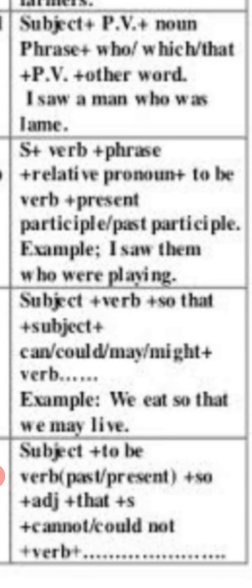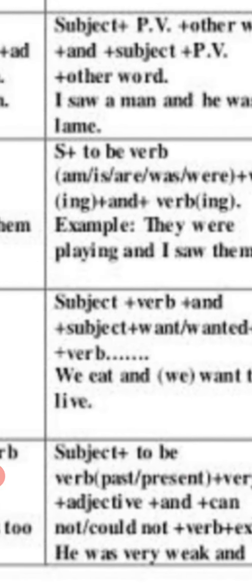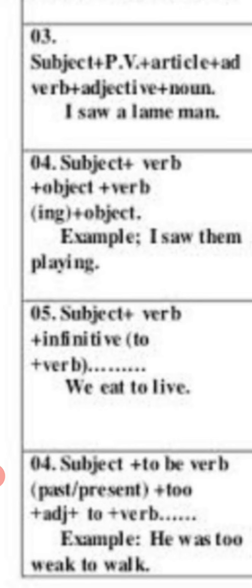In the complex sentence, he was so weak. Instead of too, we have to use the word so: so weak that he could not walk. He was so weak that he could not walk. That is the next type, for too plus adjective plus to verb. So you observe all those sentences and how they are changed. That only you have to understand.